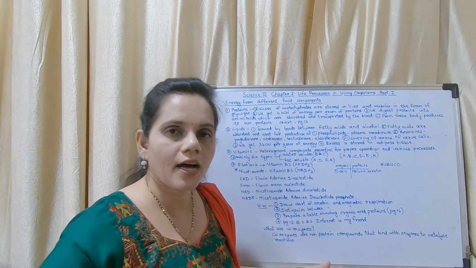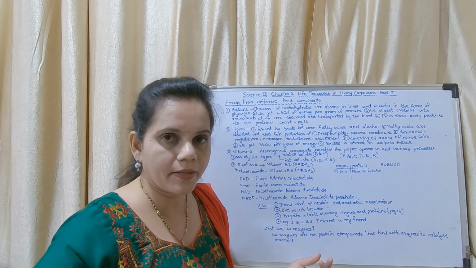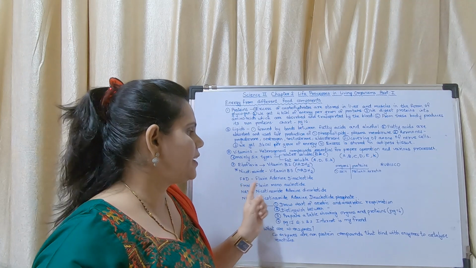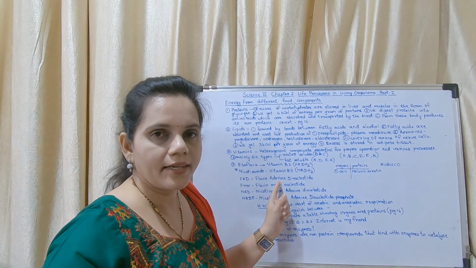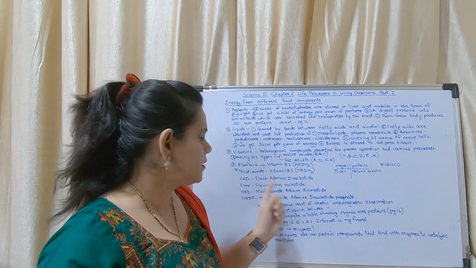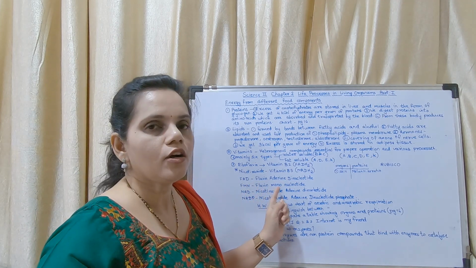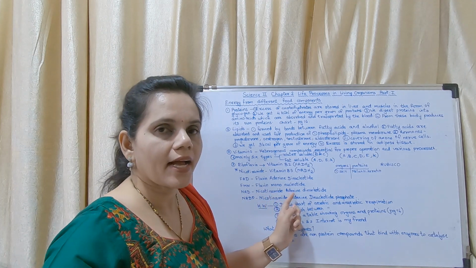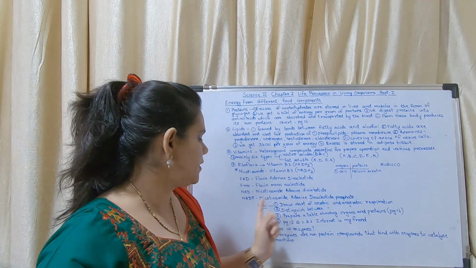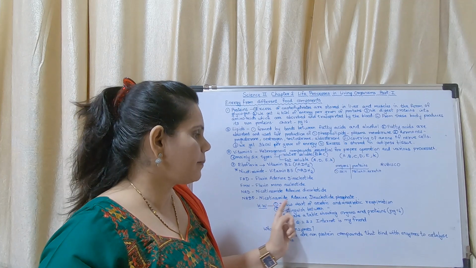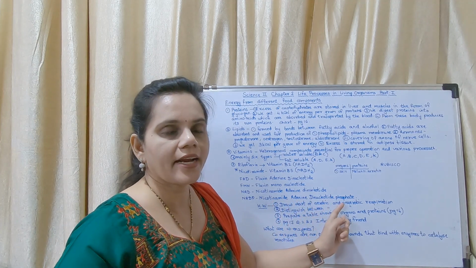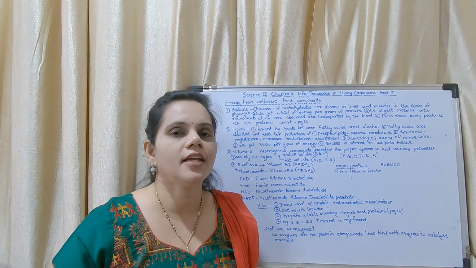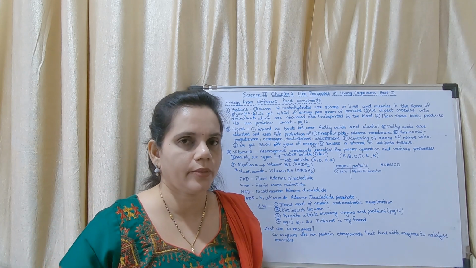Now they have asked the full form of some points. FAD, it is flavin adenine dinucleotide. FMN, flavin mononucleotide. NAD, nicotinamide adenine dinucleotide. NADP, nicotinamide adenine dinucleotide phosphate. You may write these full forms. Generally they are not asked, but they could ask these questions.